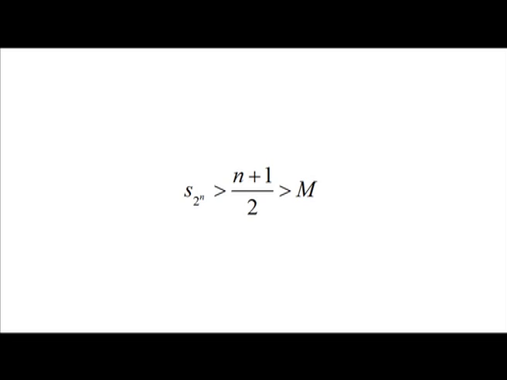If m is any constant, we can find a positive integer n such that (n+1)/2 is strictly greater than m. But for this n, S_(2^n) is greater than (n+1)/2, which is greater than m. So no constant m is greater than or equal to every partial sum of the harmonic series.